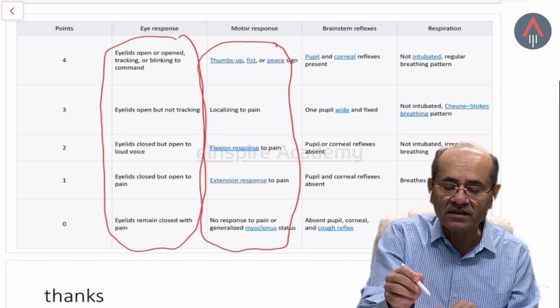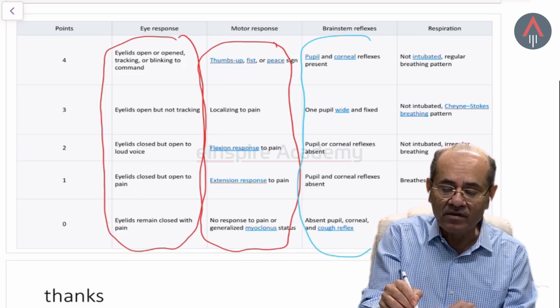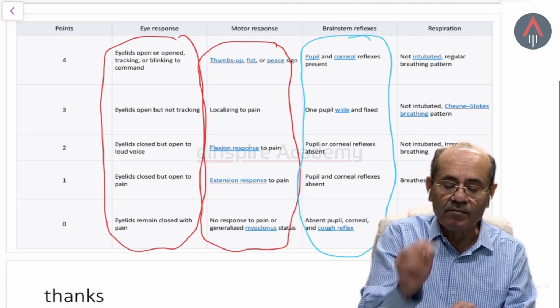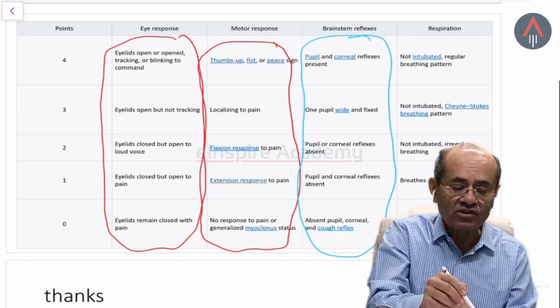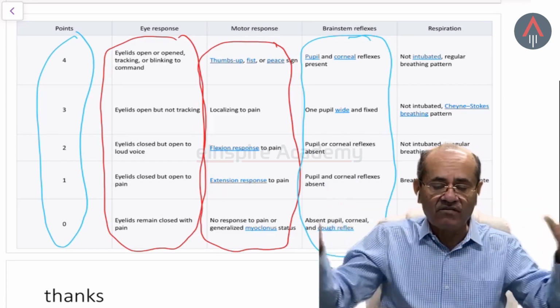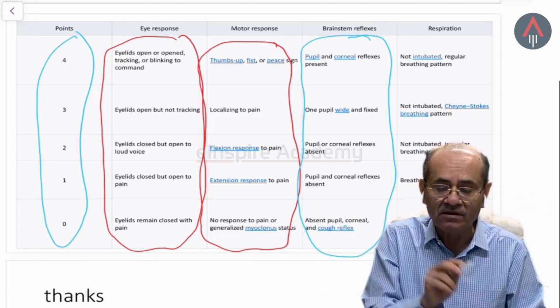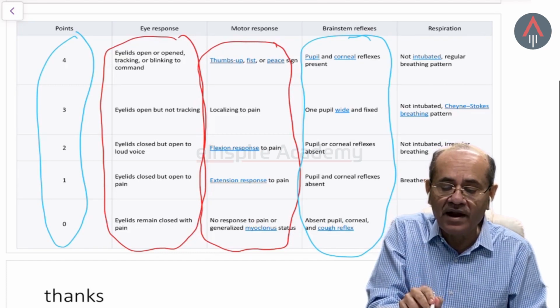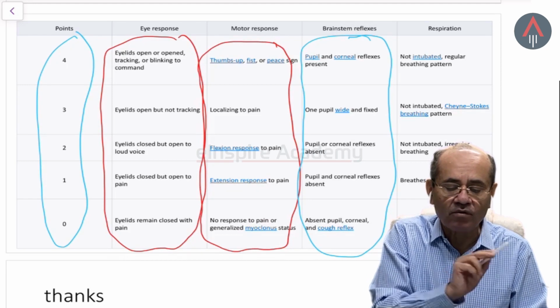But what is more important, what are the differences? The differences are in the brainstem reflexes. This was not part of the Glasgow Coma scale. Brainstem reflexes, and there is a scoring. The scoring is here from 0 to 4. It is slightly different from the Glasgow Coma scale. In the brainstem reflexes, one should look at the pupil and corneal reflex. And if they are both present, the patient gets 4 marks.